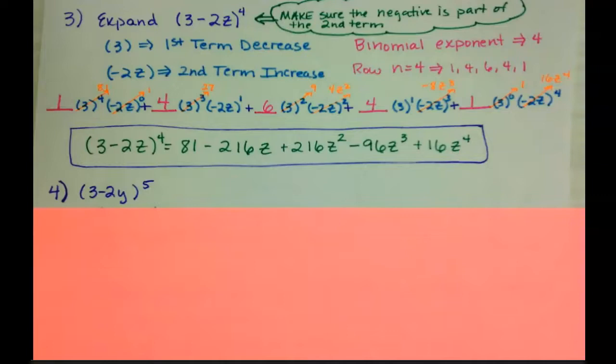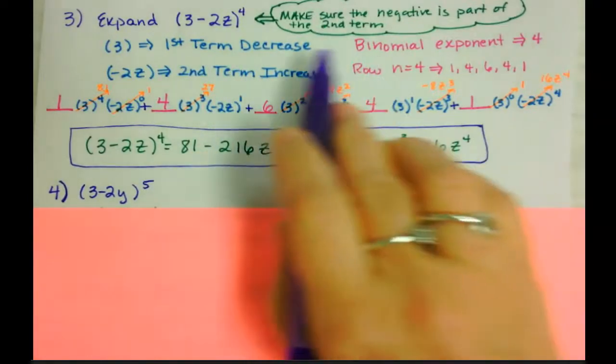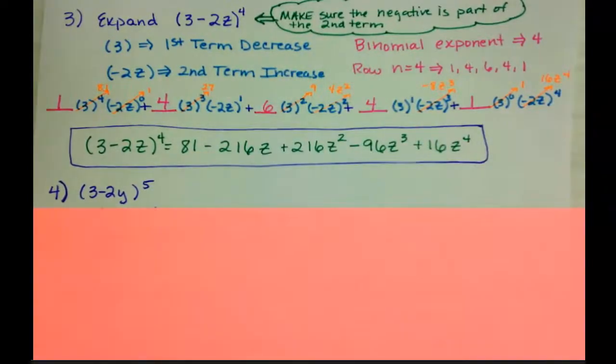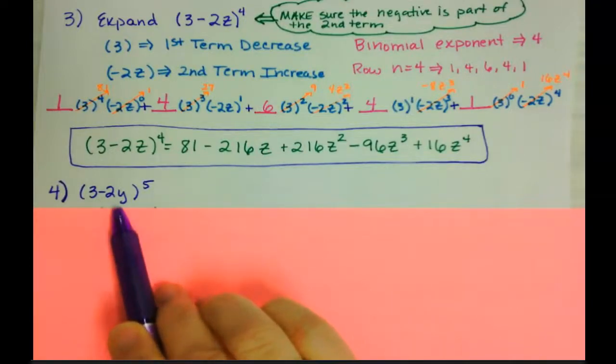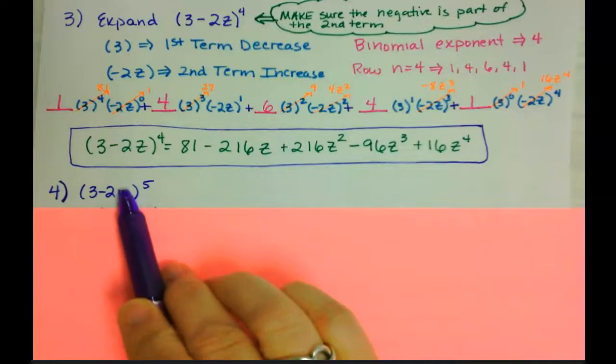Our fourth and final example in our notes is 3 minus 2y to the fifth. So just like we've done in all the other problems, I'm hoping that as you see working through these first couple of preliminary steps, it helps get your mind wrapped around the problem that you're working. So the first thing I would identify is my first term is 3. My second term is negative 2y. Remember, we're sticking all that together.